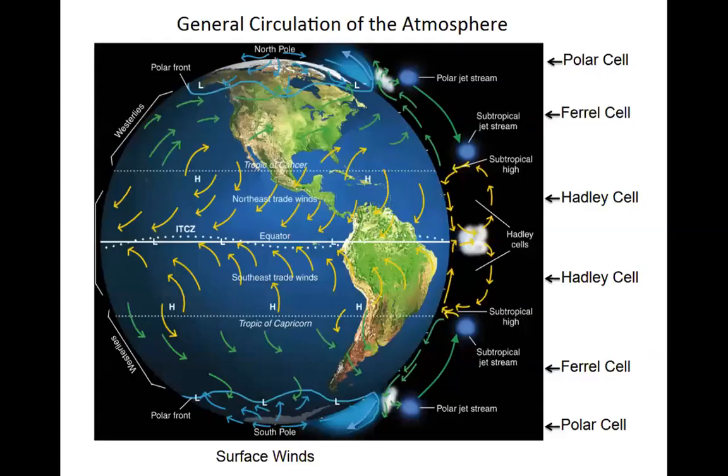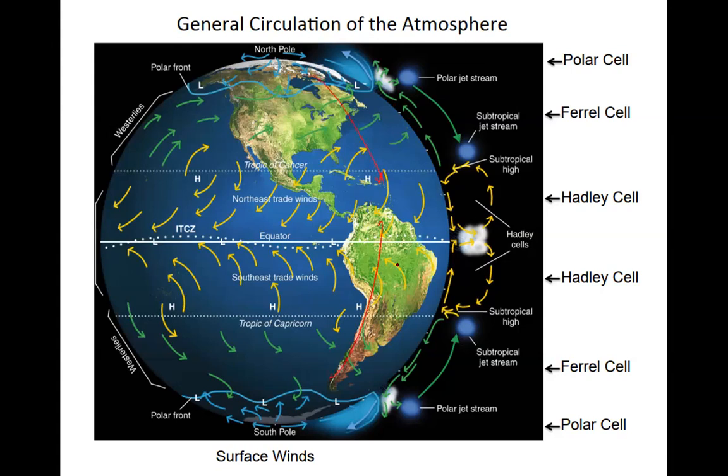Right? So here is again this picture showing this global wind pattern. Right? You see at the polar region, because of the colder temperature, the wind is going to, in general, blow in this way.